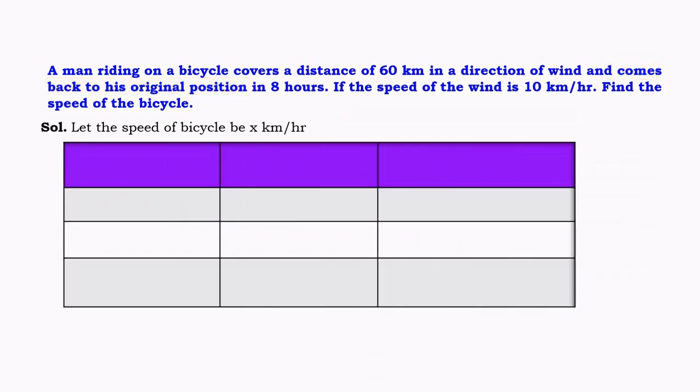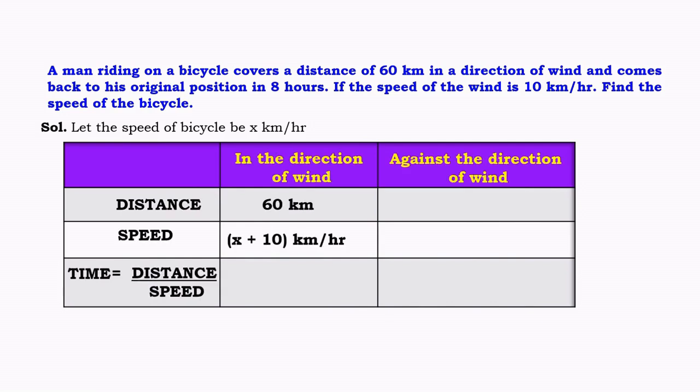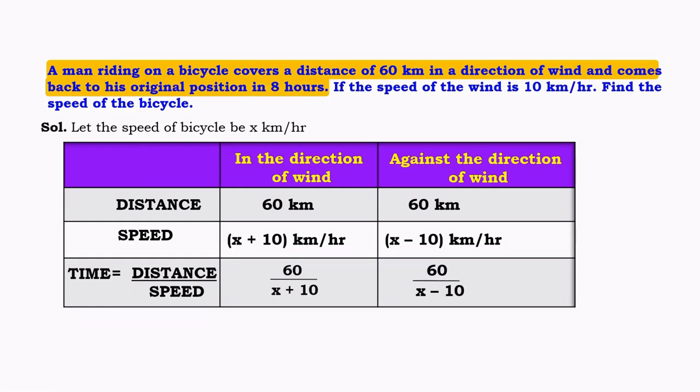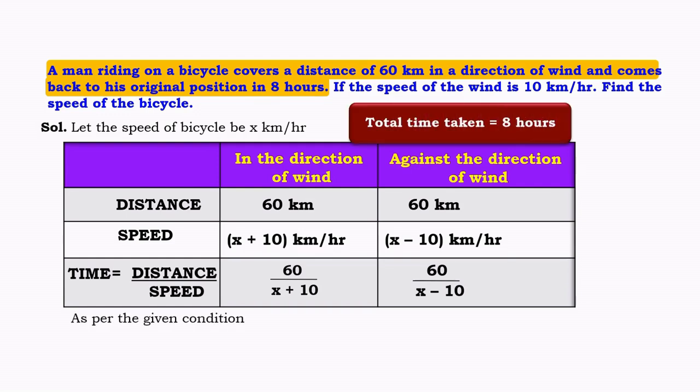Using the formula time equals distance divided by speed, the time taken while traveling in the direction of the wind is 60 divided by (x plus 10) hours. Similarly, the time taken while traveling against the direction of the wind is 60 divided by (x minus 10) hours. The question tells us that the total time taken for the onward and return journeys is 8 hours. Therefore, according to the given condition, 60/(x plus 10) plus 60/(x minus 10) is equal to 8. Now, we have all the information needed to simplify the equation and find the speed of the bicycle.